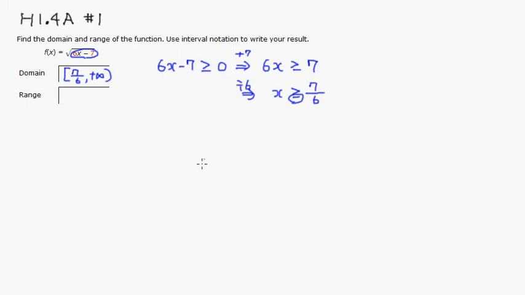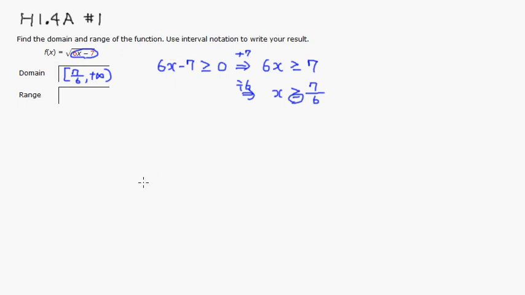Alright, now we want to find the range, right? Then you can see that if you have square root of something, it's never negative. Then you also can see that when x equals 7 over 6, square root of 6 times 7 over 6 minus 7 is going to give you 0, which means that it can be 0 but never negative, and it's going to actually take all the possible positive real numbers.